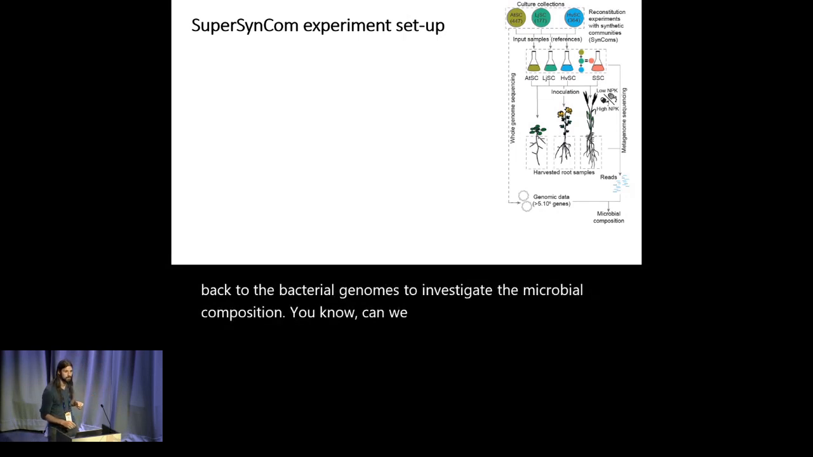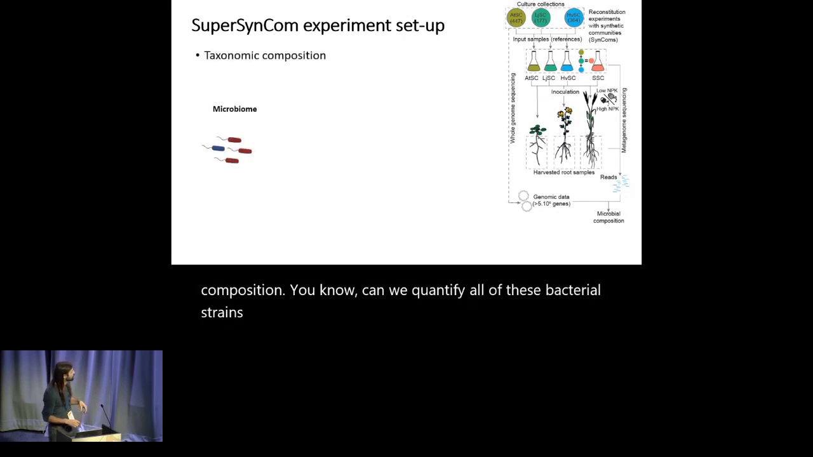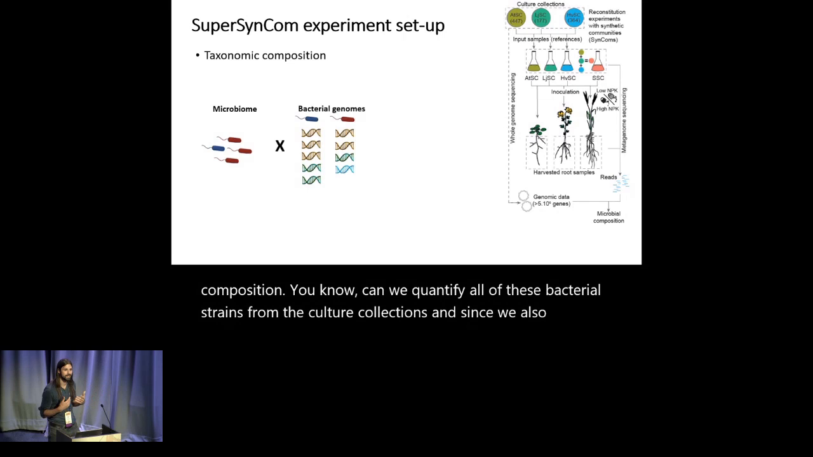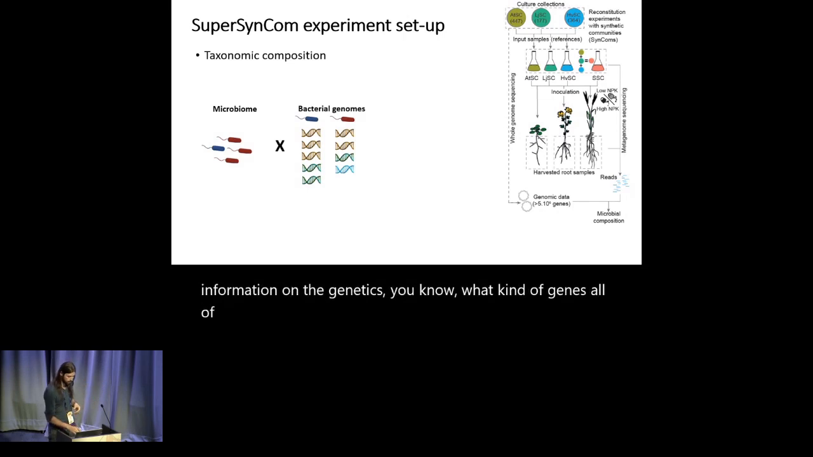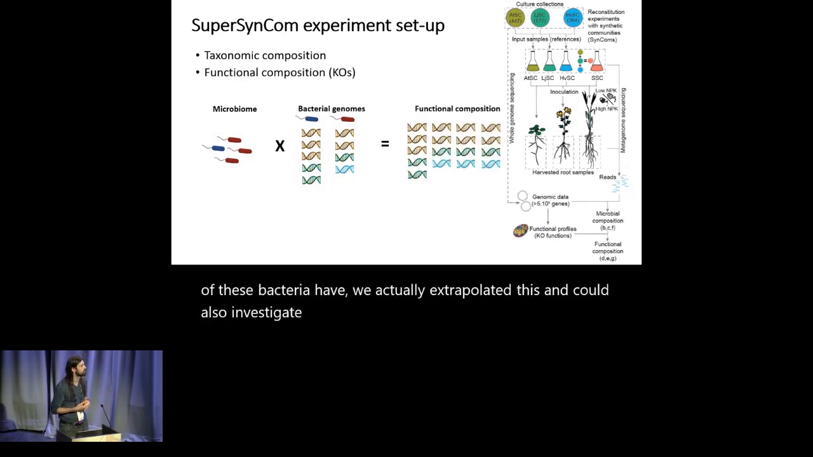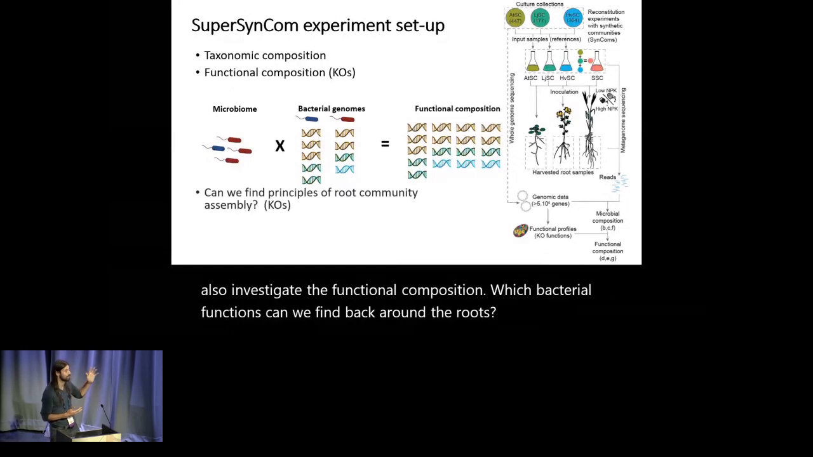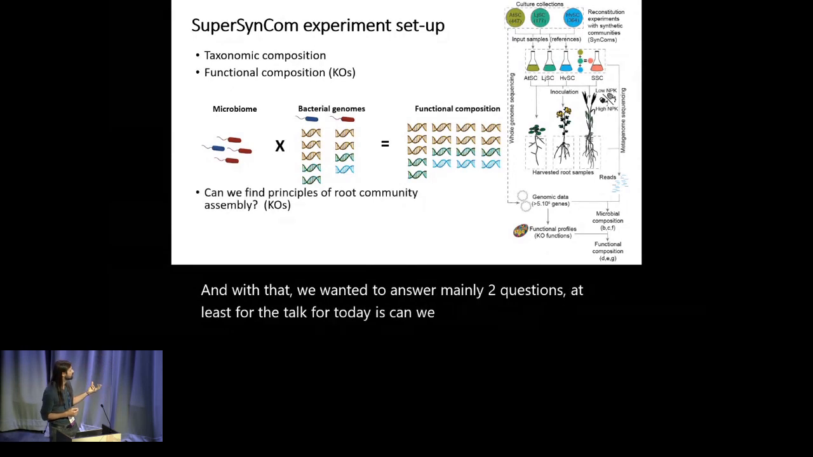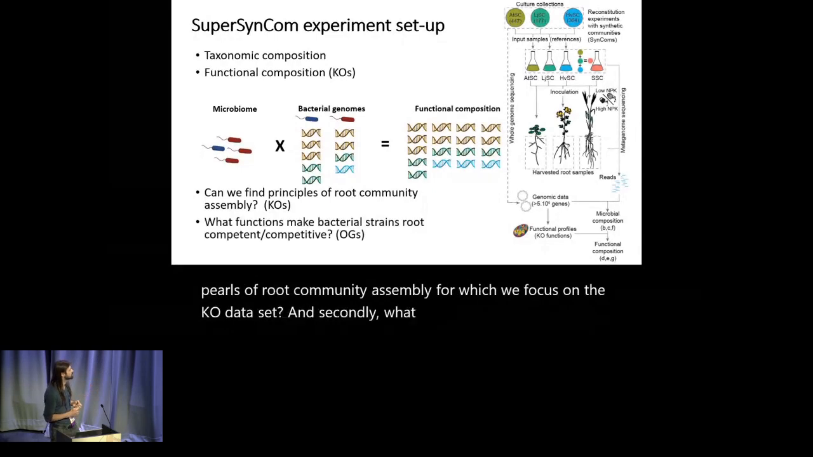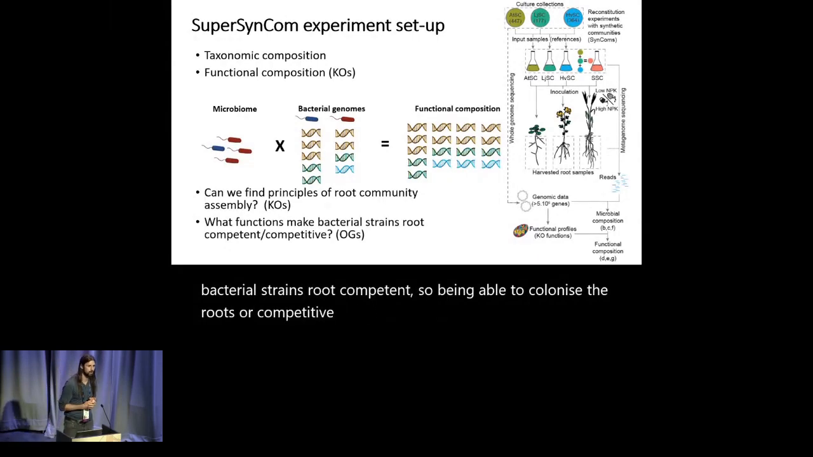Can we quantify all of these bacterial strains from the culture collections? And since we also had information on the genetics, what kind of genes all of these bacteria have, we actually extrapolated this and could also investigate the functional composition. Which bacterial functions can we find back around the roots? And with that, we wanted to answer mainly 2 questions, at least for the talk for today. Can we find certain principles of root community assembly, for which we focus on the KO data set? And secondly, what functions make individual bacterial strains root competent, so being able to colonize the roots, or competitive, being very good at colonizing roots, being in high abundance in the root microbiome?